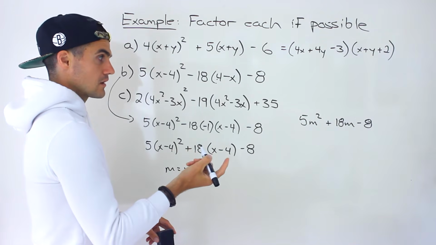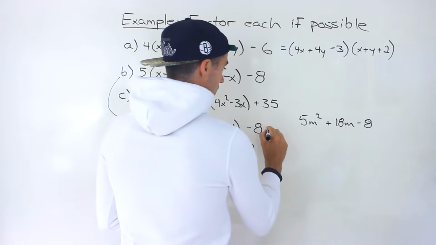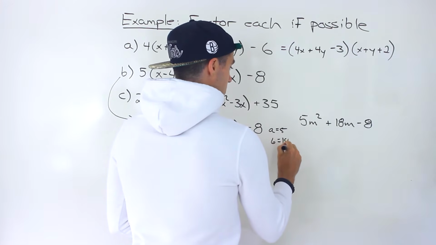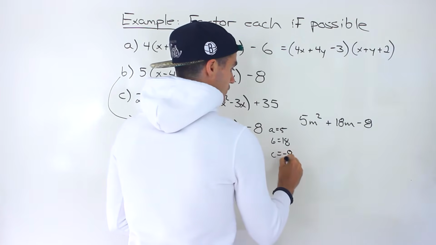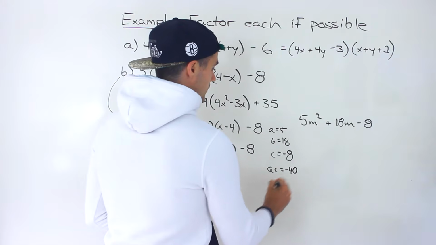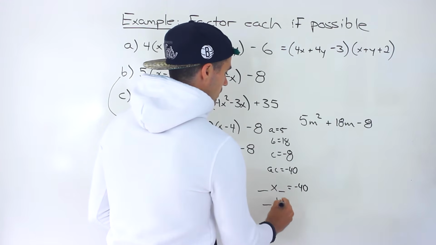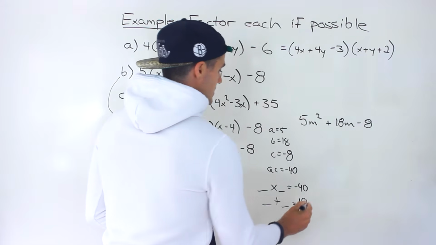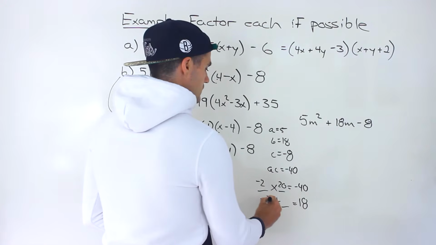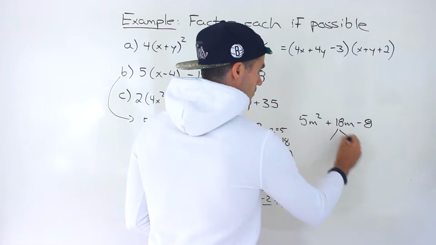And so from here, notice we can't factor anything out initially, so let's factor this by decomposition. The a value is 5, the b value is 18, the c value is negative 8. And then the ac value would be negative 40. Find two numbers that multiply to negative 40 and add up to 18. And that would be what? Negative 2 and 20, like that. So then let's decompose this.